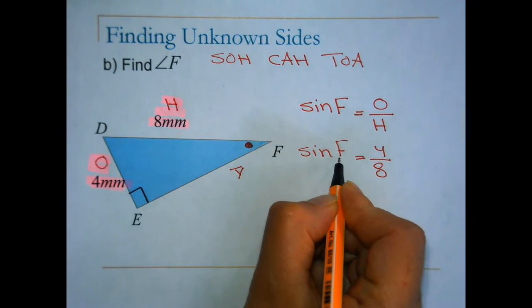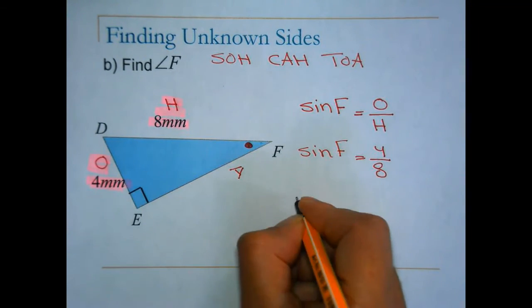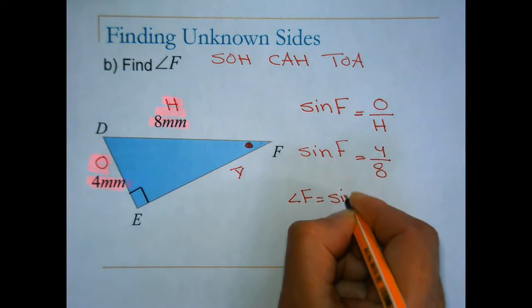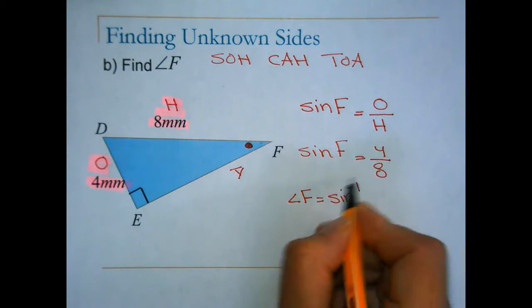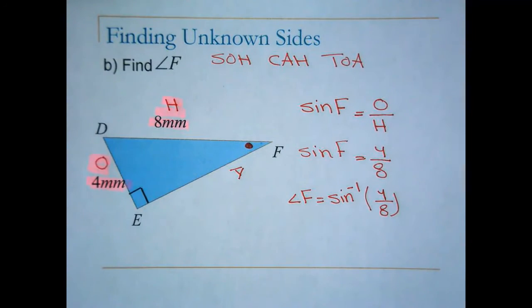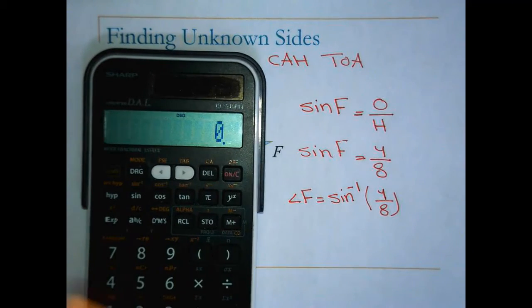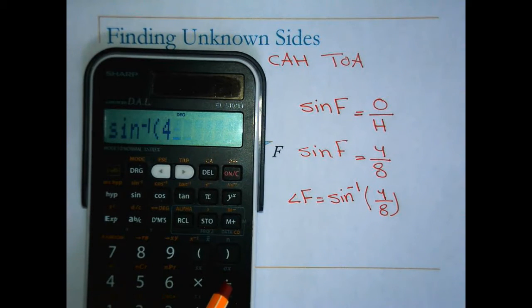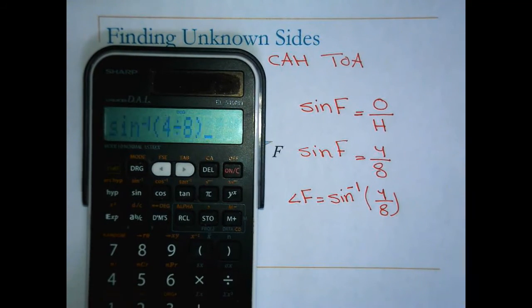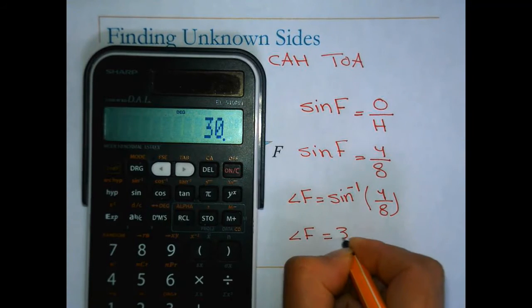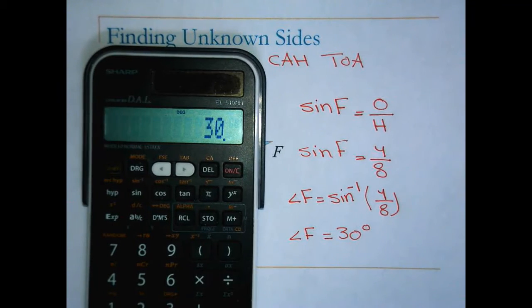And because we are trying to find an angle, I'm sure you remember I told you we have to use the inverse function on your calculator. So inverse sine 4 divided by 8, 30 degrees. So angle F, and this is exact, is 30 degrees.